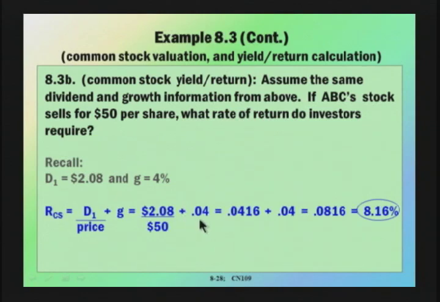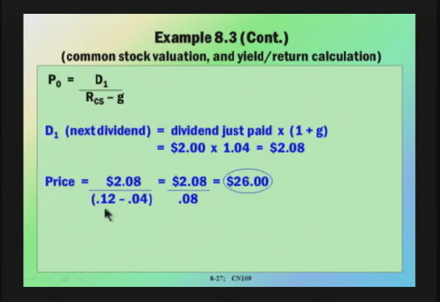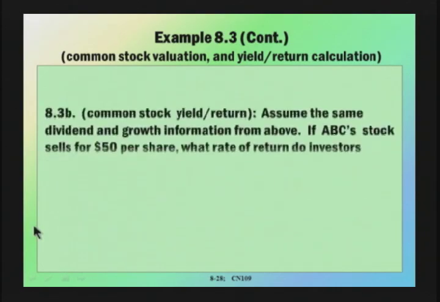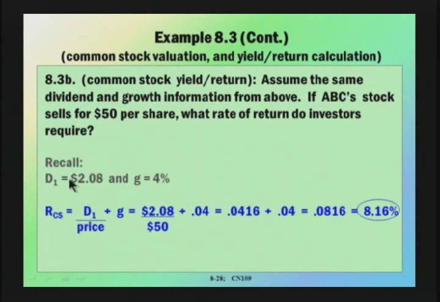This 4% capital gains yield, or rate at which the price of the stock goes up, is the same as that dividend growth rate, because at whatever rate your dividends grow, your stock price will grow at that same rate. It should come as no surprise, since we were only willing to pay $26 when we required our 12% return in the first part of example 8.3. If we required a 12% return, we established a $26 value on that stock. If we go pay the $50 market price of that stock, then we will only be getting an 8.16% return.